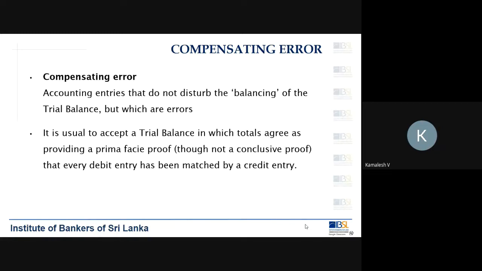When you receive 10,000 rupees as a deposit, you go and enter it as a withdrawal. When you say withdrawal, you will credit cash and debit the customer. Then there is a withdrawal for 10,000, which you enter as a deposit. So again, there will be a cash debit and a credit to the customer. You have made an error as a whole, but the errors compensate each other.